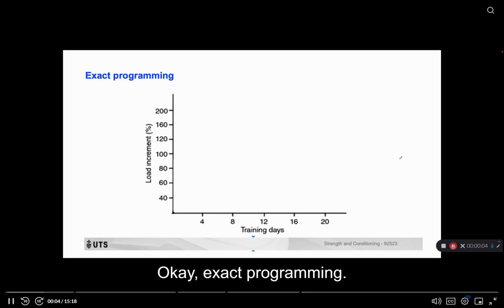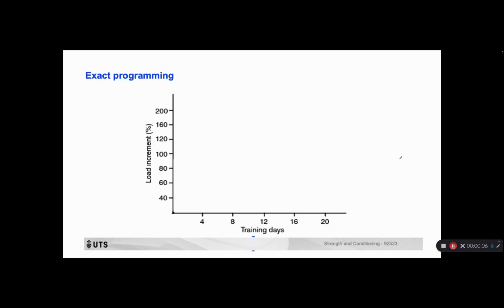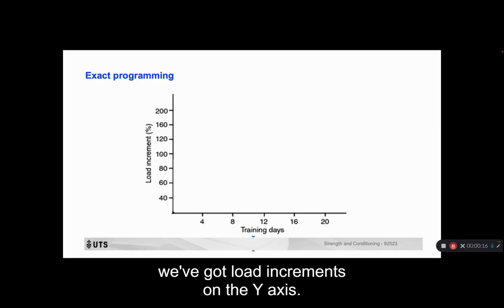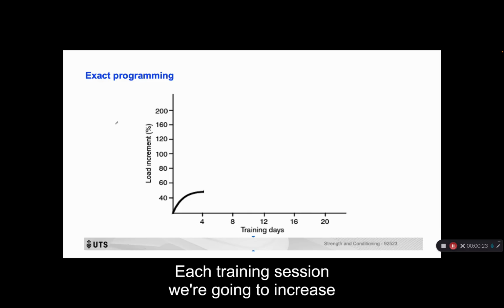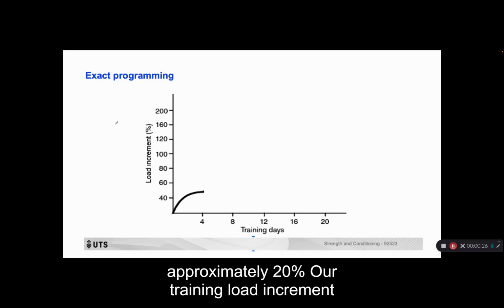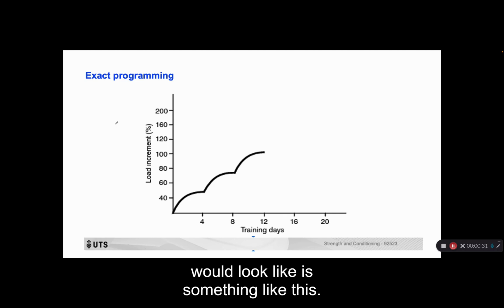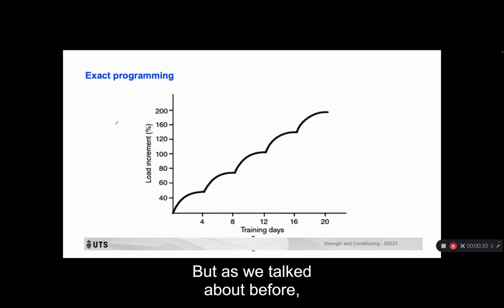Okay, exact programming. We probably all wish that training happened like this. So what we've got here on this figure is training days along the x-axis and load increments on the y-axis. If we think, all right, each training session we're going to increase approximately 20%, our training load increment would look like something like this.